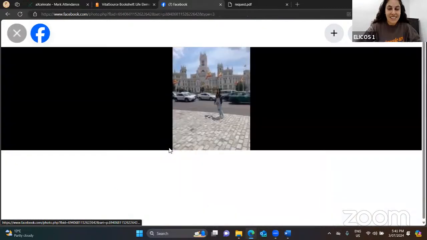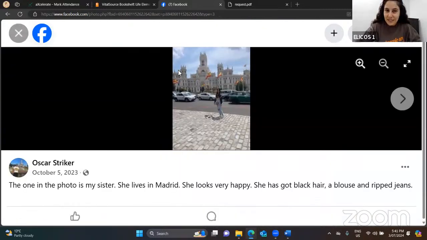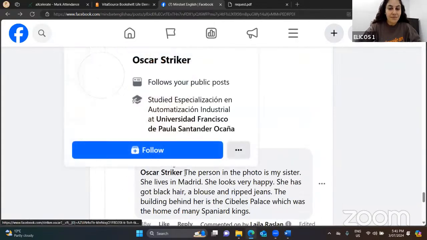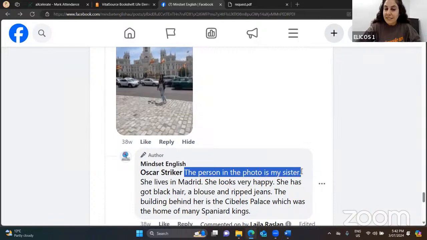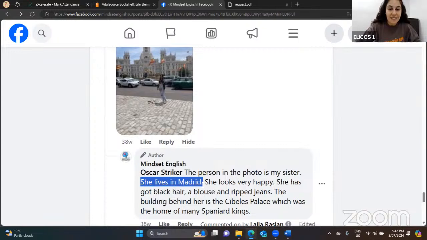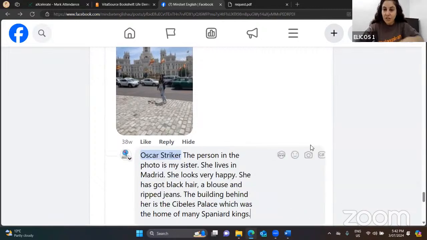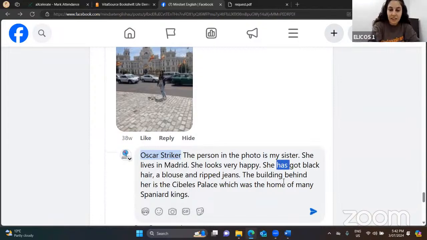Okay, Oscar shares this photo. So we can see a building, some person in the photo, cars. So Oscar says, this photo is the photo of my sister. The person in the photo is my sister. She lives in Madrid. She looks very happy. She has got black hair, a blouse, and ripped jeans. So maybe instead of she has got, which is good, he could say she is wearing.